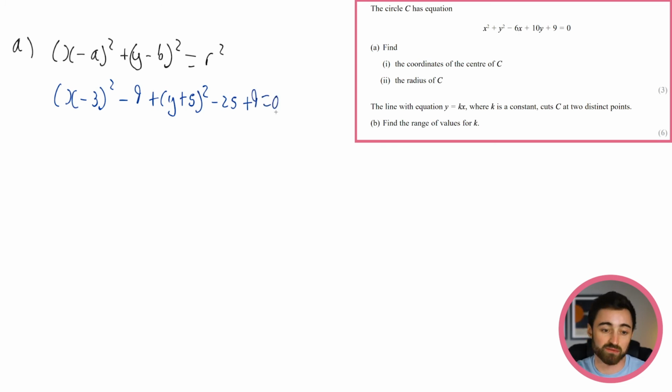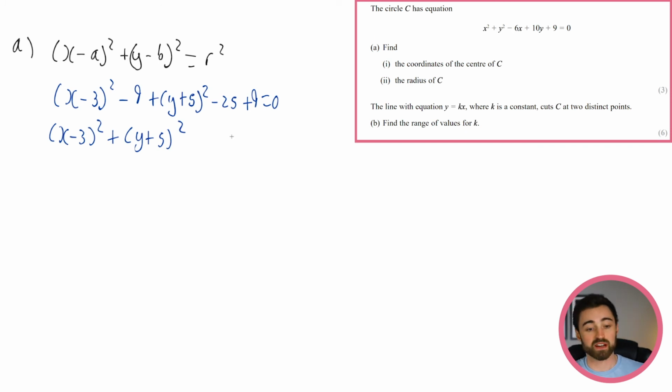Clean this up, and it's in the form, isn't it? So I'm going to have (x minus 3) squared plus (y plus 5) squared. I've got a minus 9 and a plus 9, so they're going to cancel. I've got a minus 25, so if I add the 25 to the other side, I get that. Which is sweet, because it's a square number, isn't it?